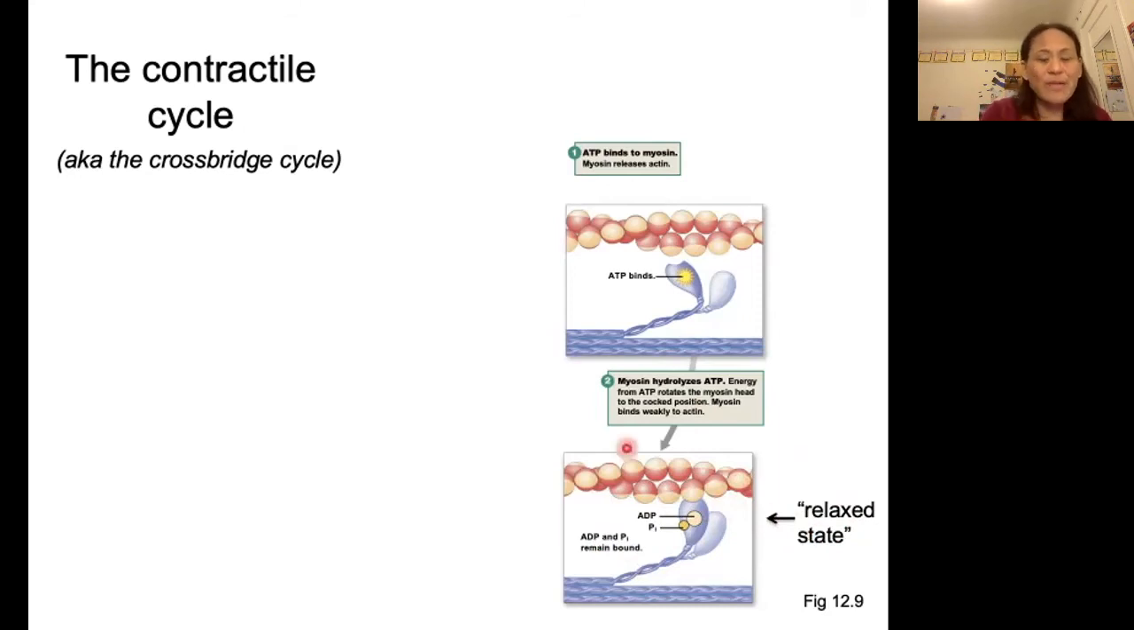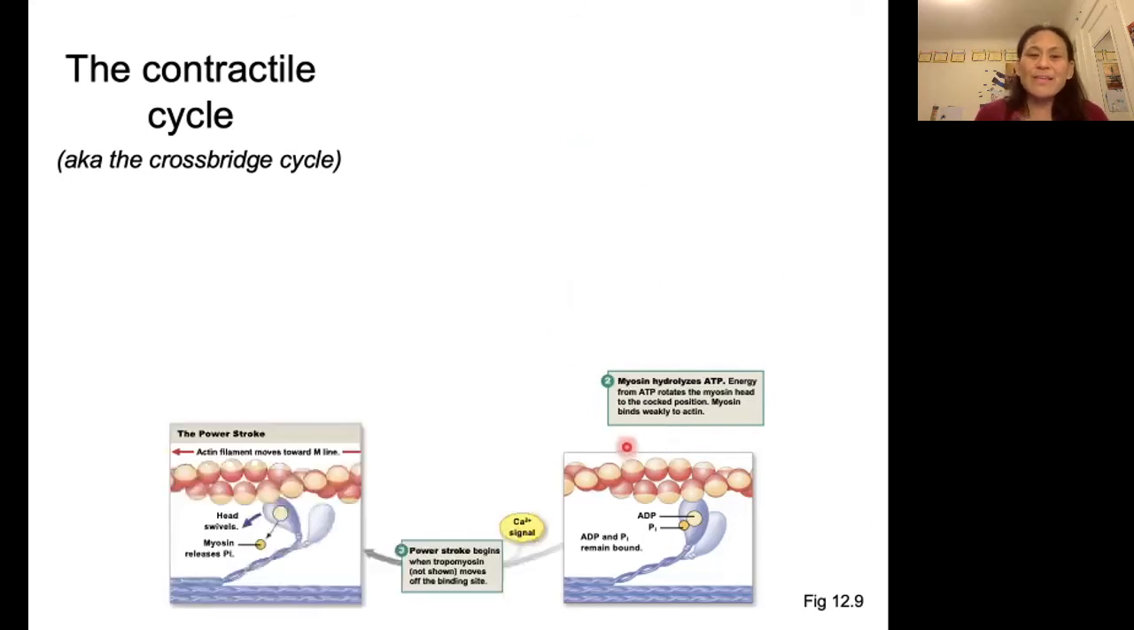All right, now we're ready for our big event, which is going to be the entry of calcium and the power stroke, okay? Remember, we went over that series of events that's going to allow calcium to come into the cell. That calcium then is going to bind troponin, which is then going to move tropomyosin, which then is going to allow the myosin head to bind very tightly to the actin.